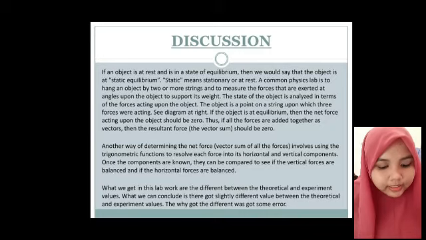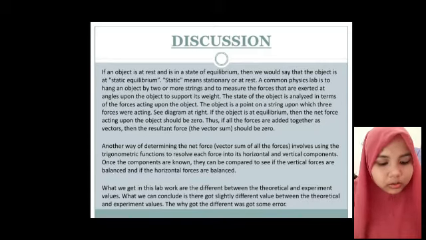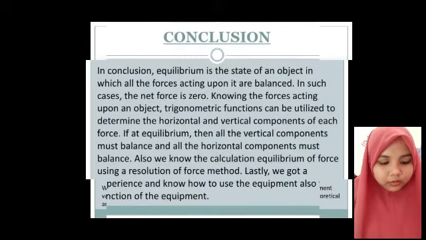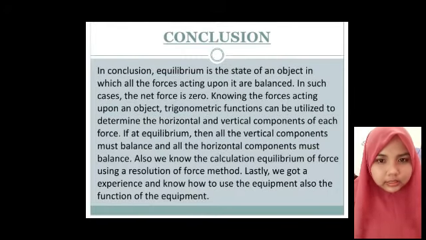What we get in this lab work is the difference between the theoretical and experimental values. What we can conclude is there is a slightly different value between the theoretical and experimental values. The reason for the difference is that there were some errors.